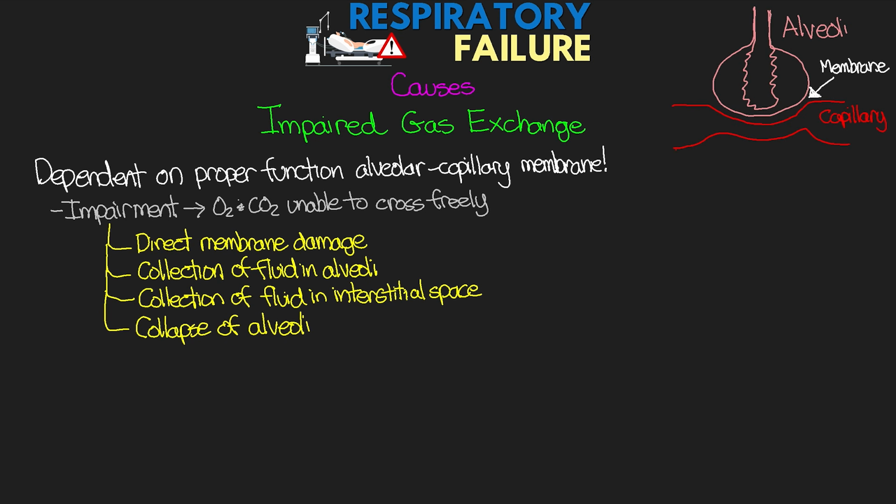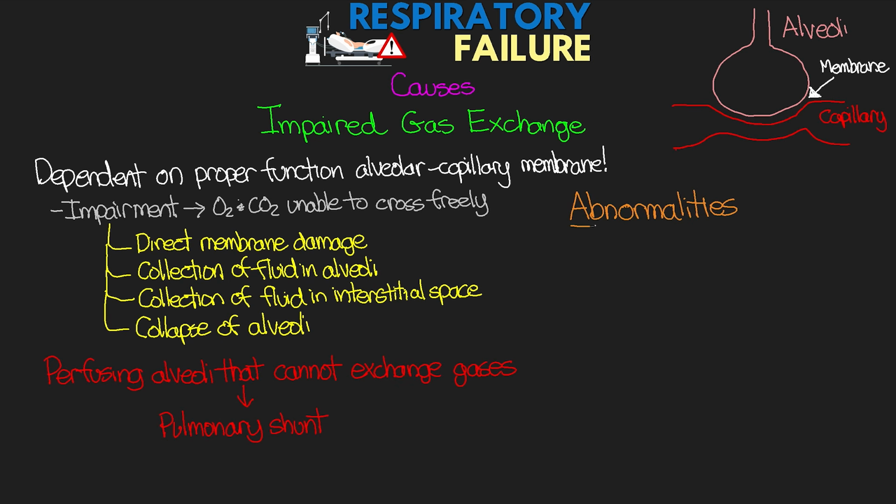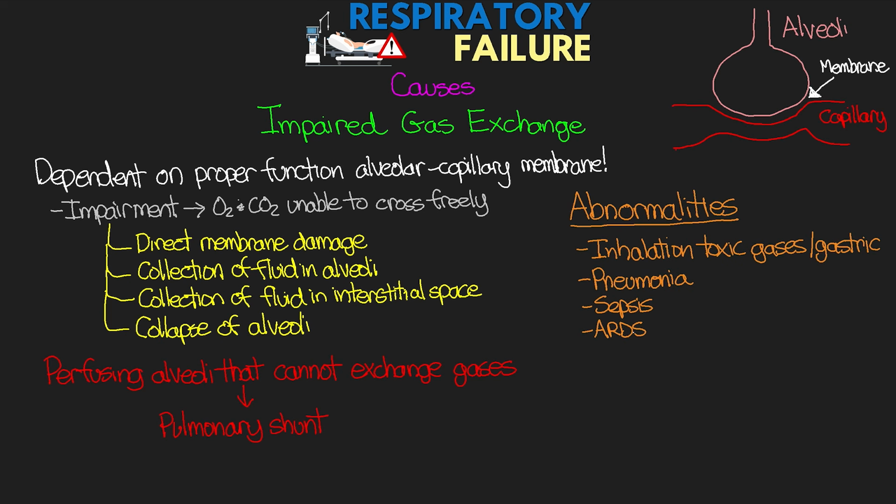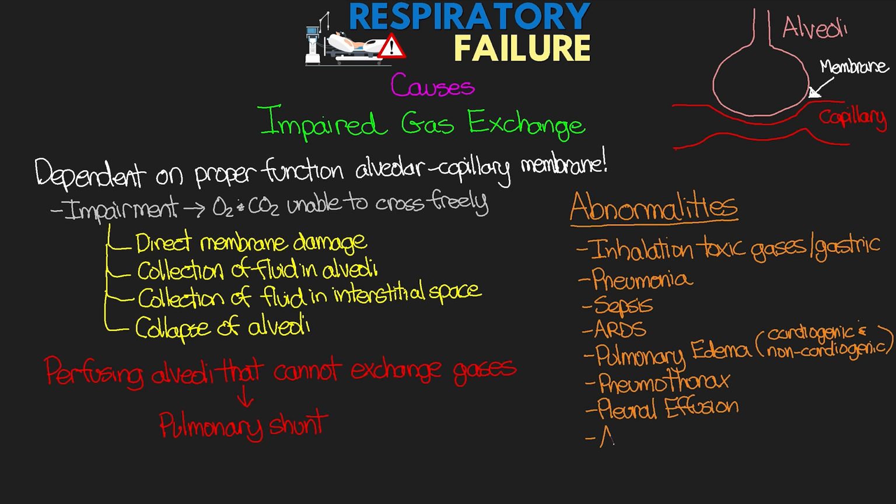So in each of these situations here, we're effectively perfusing alveoli that cannot exchange gases, and this creates something that we call a pulmonary shunt, which is going to allow deoxygenated blood to reach the left side of the heart and then eventually go on to the rest of the body. Now, some examples of abnormalities that can ultimately impact the gas exchange are going to be things like inhalation of toxic gases or gastric contents, pneumonia, sepsis, ARDS, pulmonary edema, and this can be either cardiogenic or non-cardiogenic, a pneumothorax, pleural effusion, and atelectasis.